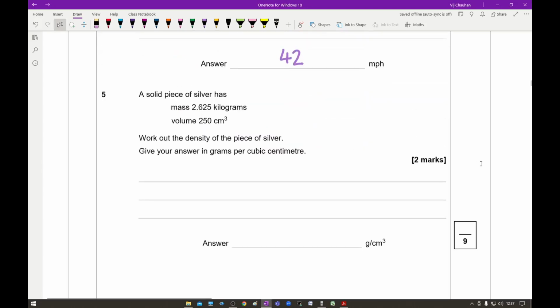Moving on to question 5, it says that a solid piece of silver has a mass of 2.625 kilograms and a volume of 250 centimetres cubed. Work out the density of the piece of silver. Give your answer in grams per cubic centimetre.